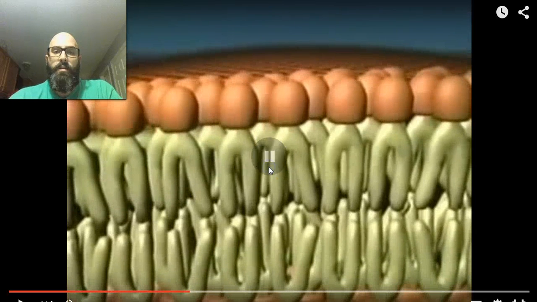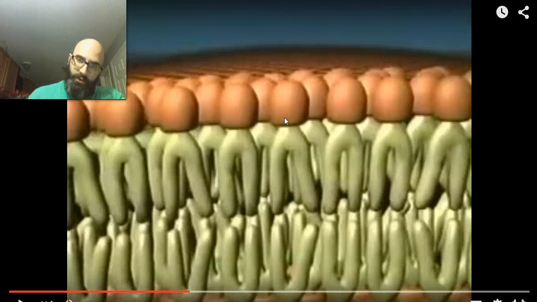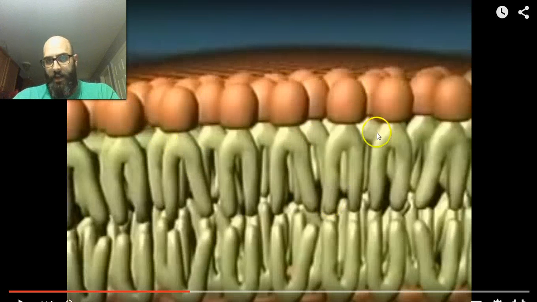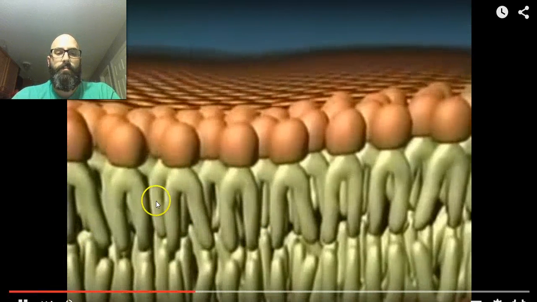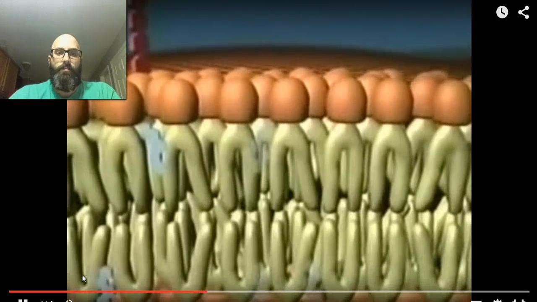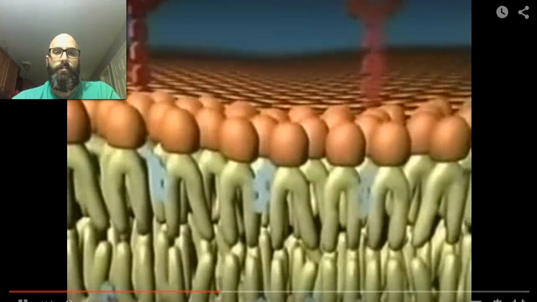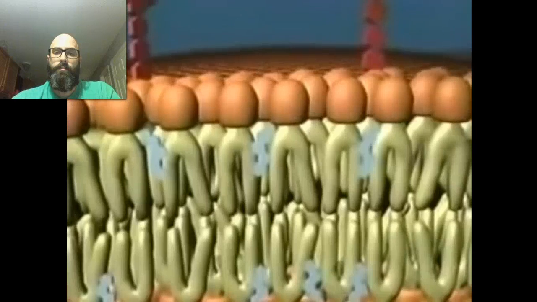So I want you to think, when they were disturbed to the point where they were out of place, those heads want to be next to the water, so they try to get next to the water. The tails want to be away, which naturally forms this head layer, tail layer on the inside, called the phospholipid bilayer.